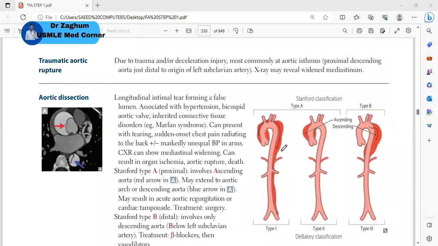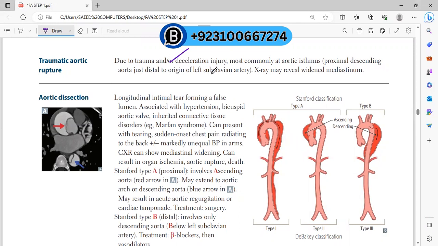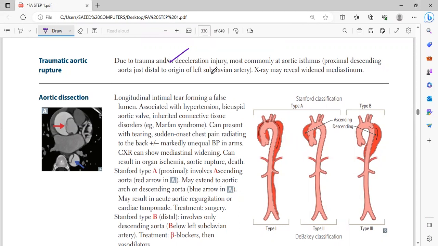Traumatic aortic rupture is due to trauma or deceleration injury. Most common is the deceleration injury. The most commonly involved part is the aortic isthmus, because this part is fixed while the rest of the aorta is not fixed. The isthmus is the proximal descending aorta just distal to the region of the left subclavian artery. This is the fixed part. X-ray will show widened mediastinum.